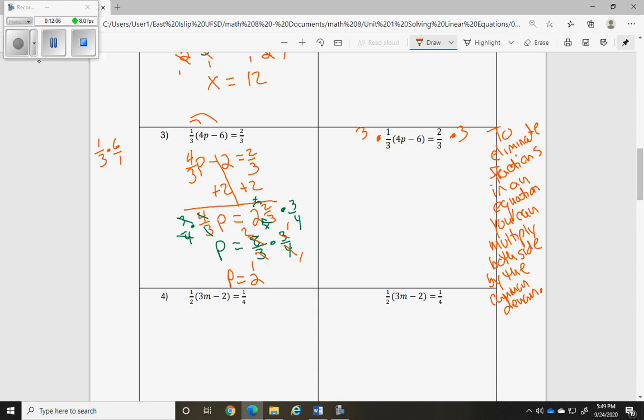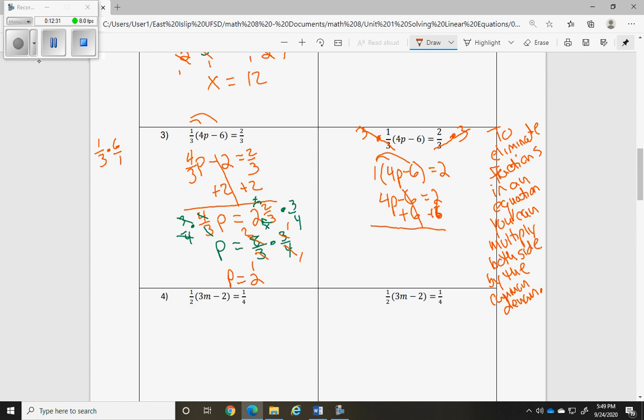So a 3 and a 3, what's in common? Oh, it's 3. So I multiplied both sides by the common denominator. It makes me cross that off and cross that off. So I'm left with 1 parentheses 4p minus 6 equals 2. I'll distribute the 1. I get 4p minus 6 equals 2. But do you see, there's no fractions to deal with now?